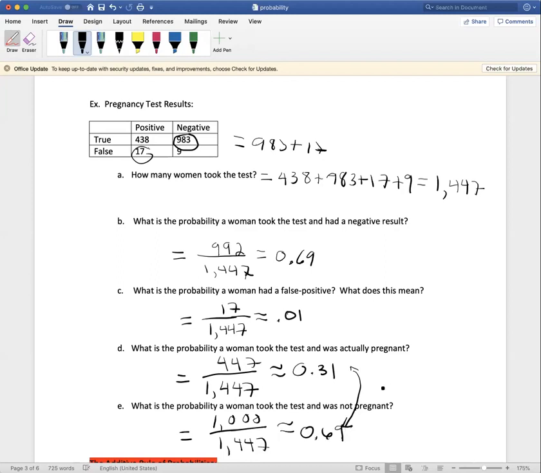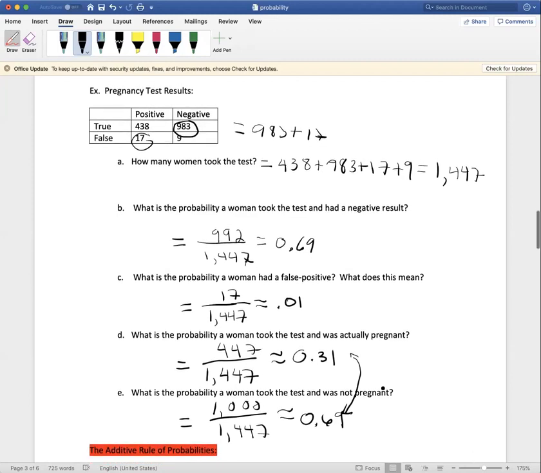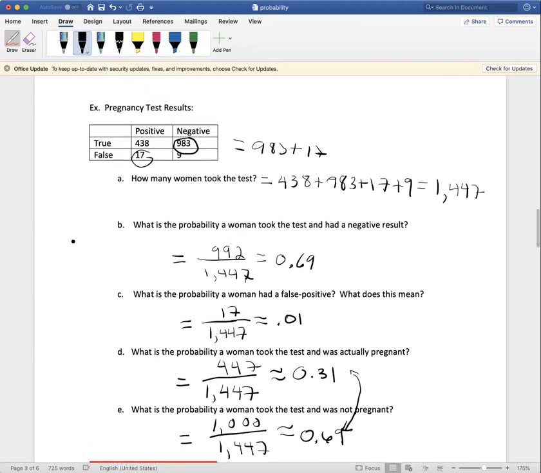Okay, so I'm going to pause the video here, and when we come back, we're going to talk about the additive rules of probability and the multiplicative rules of probability.